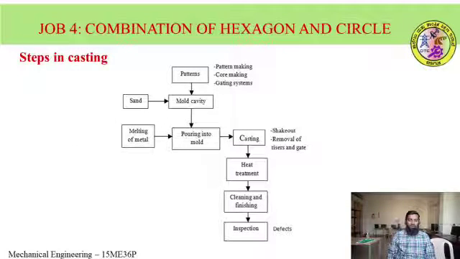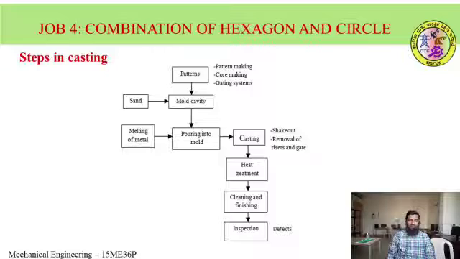What are the steps involved in casting? First of all, before starting the casting, we should prepare the molding sand, and that prepared molding sand is used in order to prepare the mold cavity. Sometimes the mold cavity is cut according to our requirement, or the mold cavity is prepared with the help of patterns. A pattern is the replica of the product which has to be casted.